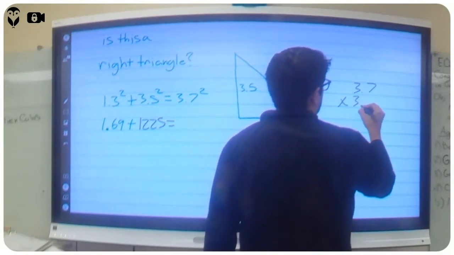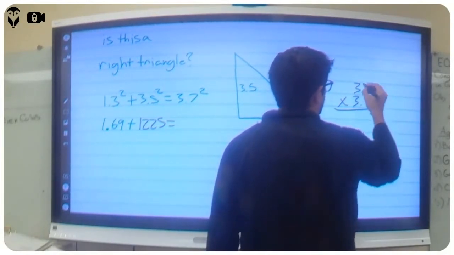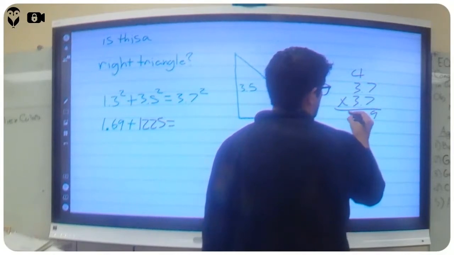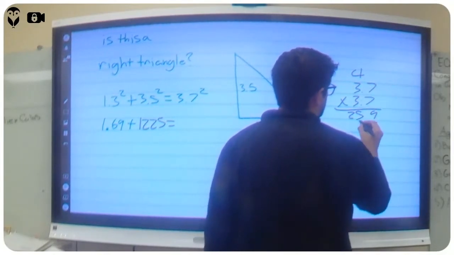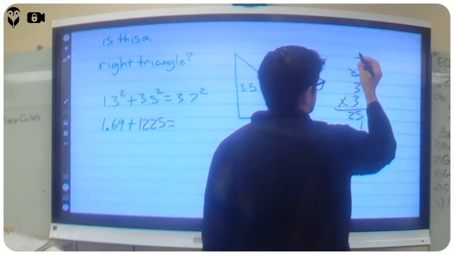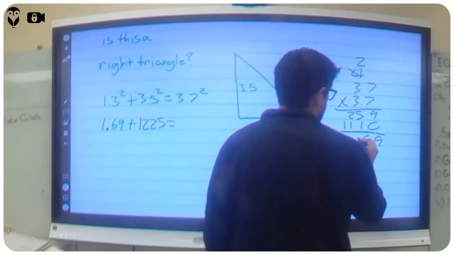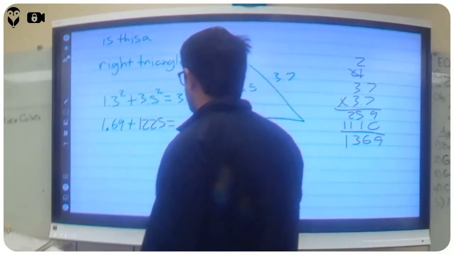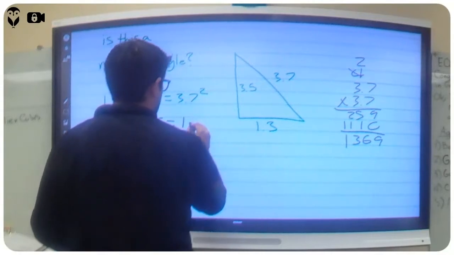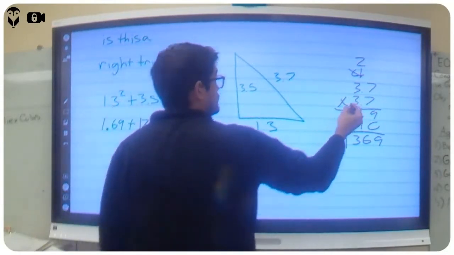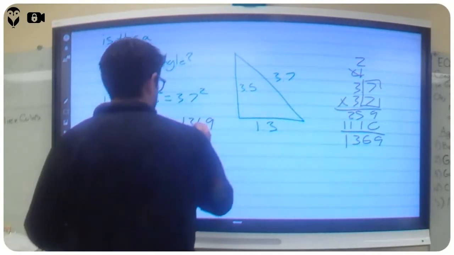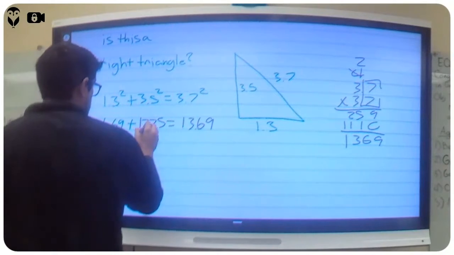3.7 times 3.7. 7 times 7 is 49. 7 times 3 is 21 plus 4 is 25. 0, 3 times 7 is 21. 3 times 3 is 9 plus 2 is 11. That's going to be 9. That's going to be 6. That's going to be 3. That's going to be 1. So it's going to be 1,369. 2 decimal points, so it should be there.